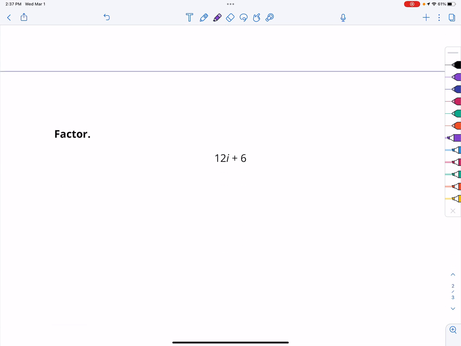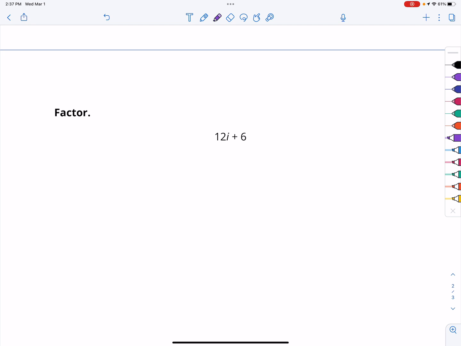And so if we look at this problem, 12i plus 6, I know that this is the result of something times something with an operation in the parentheses. And so we need to figure out what it was that we started with. This is like the after, and this is the before of distribution. So factoring is going to be undoing what we did when we distributed.